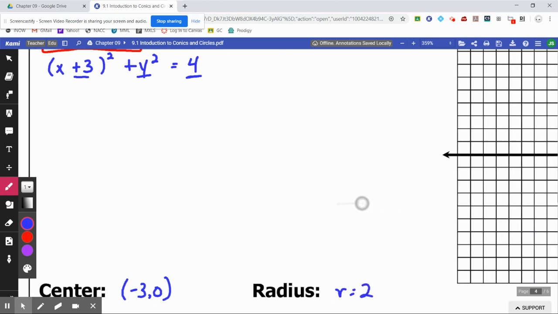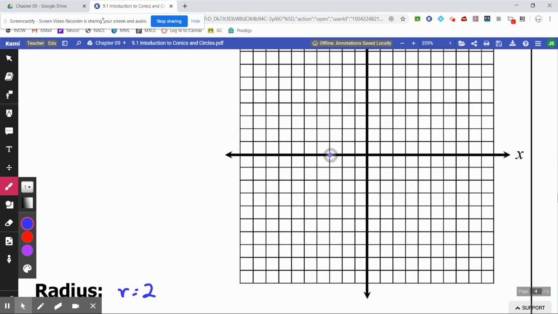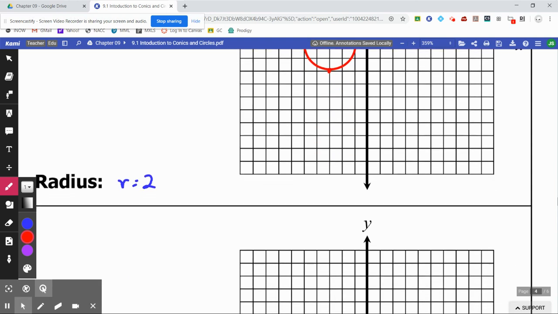So negative 3, 0 is the center. The radius is going to be 2, so let's go 2 in all directions. Right, left, up, and down, and then connect your dots. And there's your circle. Next problem.